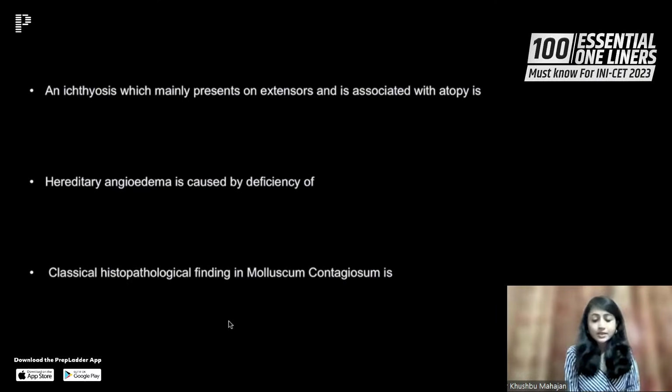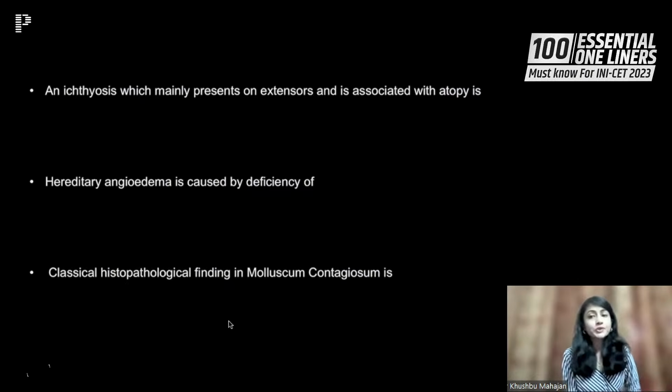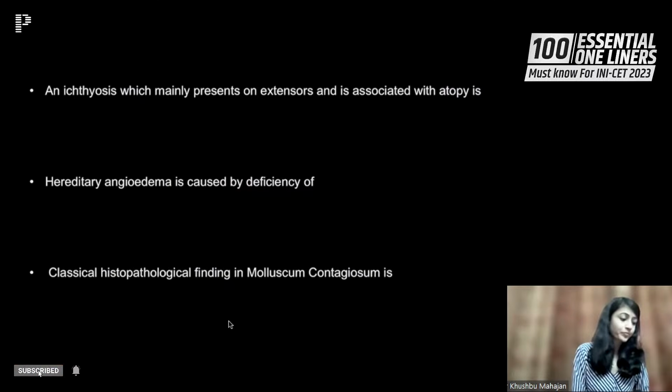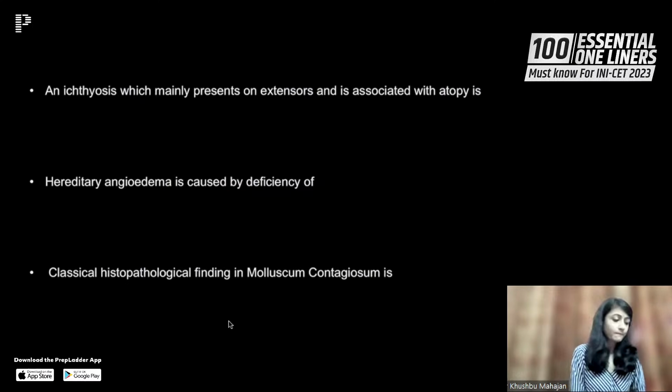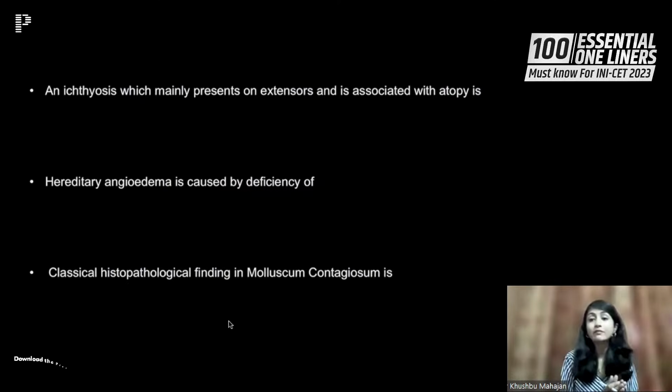Very good. Next, an ichthyosis which mainly presents on extensors and is associated with atopy. Which ichthyosis presents on extensors and is associated with atopy? No, no, no, not lamellar. Lamellar is associated with collodion baby. It is associated with ectropion and eclabium. It is associated with fish plate scales and erythroderma.